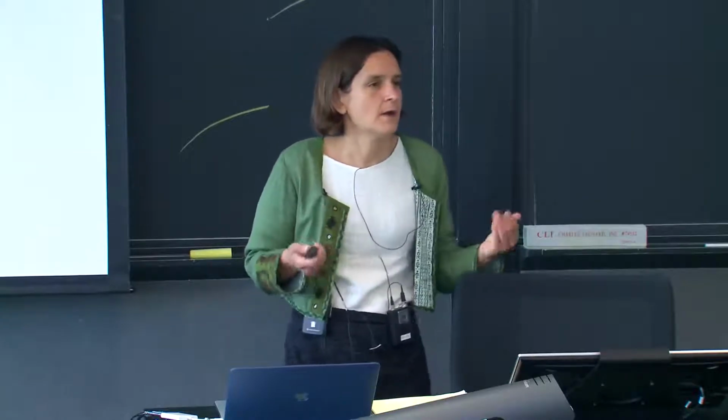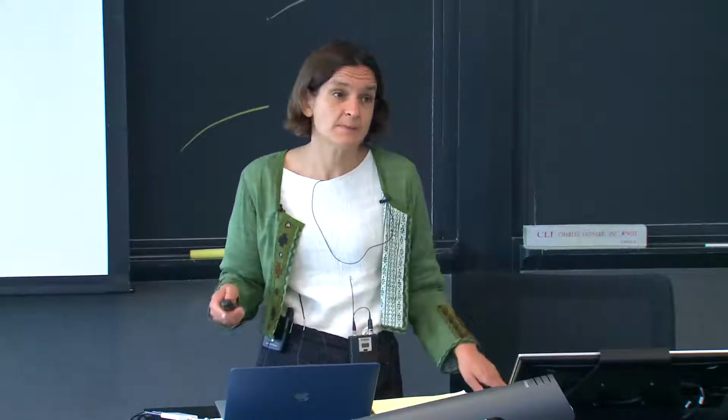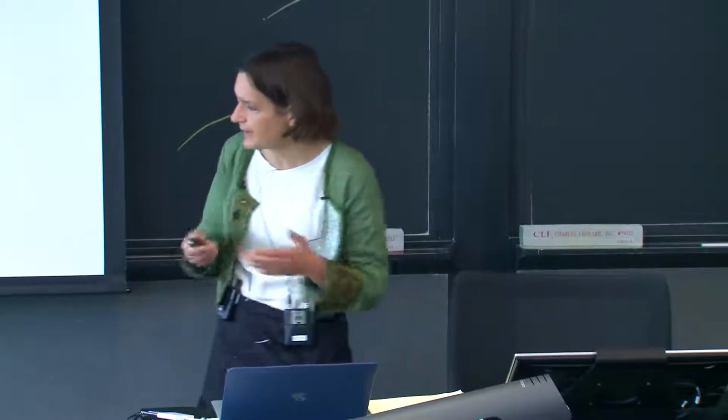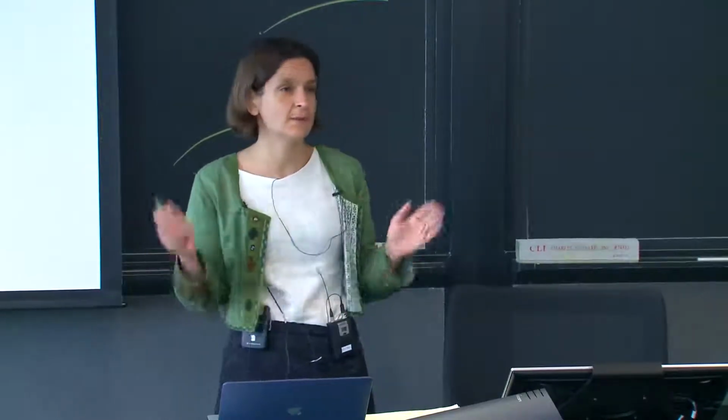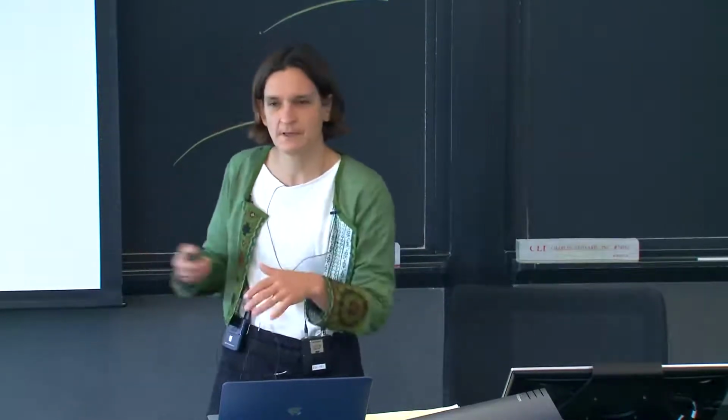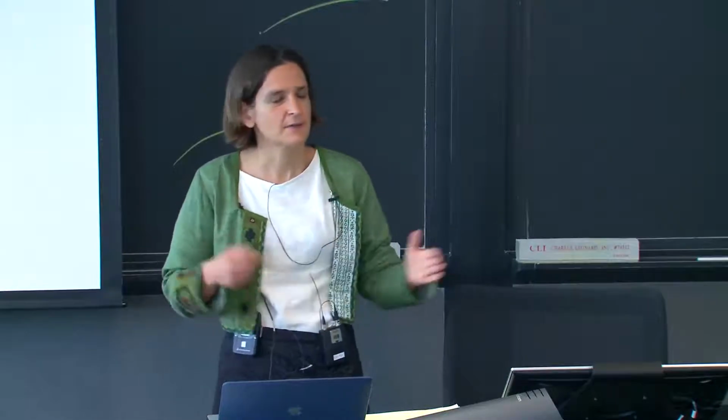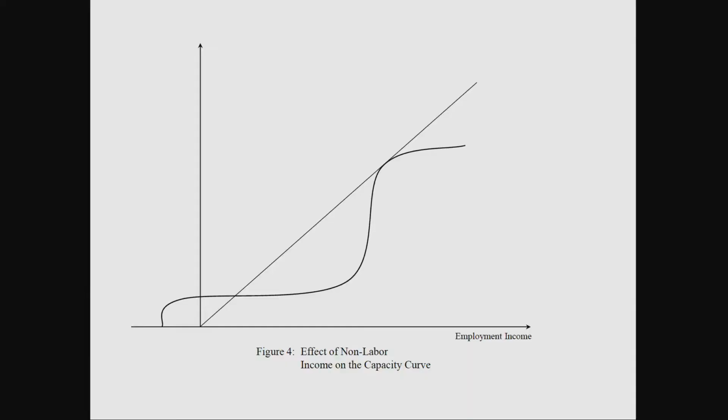So now where we get to the poverty trap idea is when we add some heterogeneity between people, and in particular with non-labor income. So non-labor income comes, for example, from owning some of the land that is being worked by people. So people, let's say, don't have an equal share of the land. And then when you own the land, you're getting some rent from the land, and that's your non-labor income. And what does non-labor income do to the capacity curve?